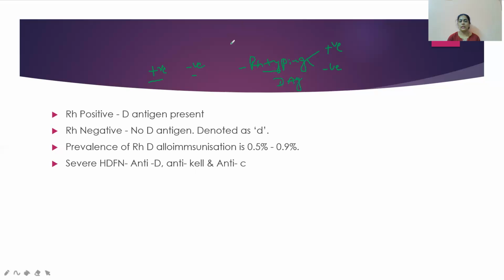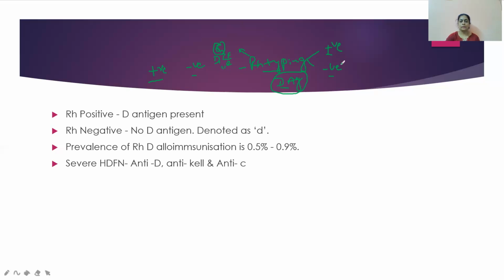We learned in the last slide that there are 5 antigens: D, C, c, E, e. But amongst these, the positive and negative depends mainly on the D antigen because it is more immunogenic. So this is considered the most important one.